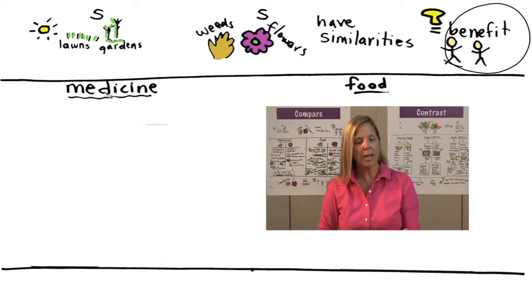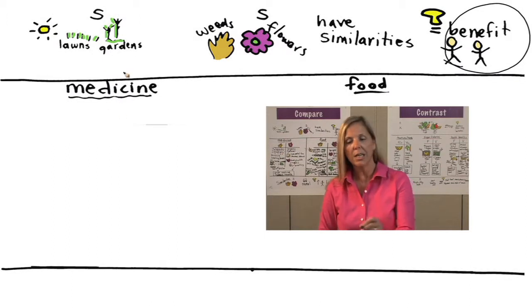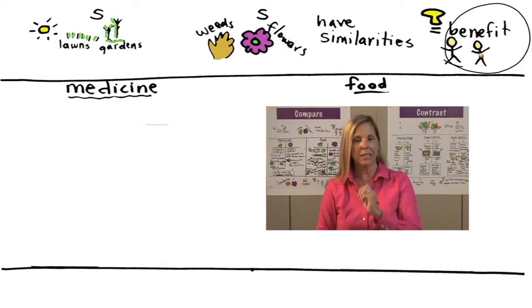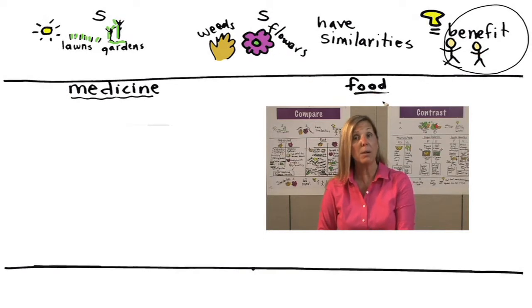Are there weeds and flowers that can serve as medicine? Yes. Do they benefit people's lives? Yes. Okay. Let's look at food. Are there different types of weeds and flowers that can be food? Yes. Does that benefit people's lives? Yes. Food benefits people's lives. You need it to live.